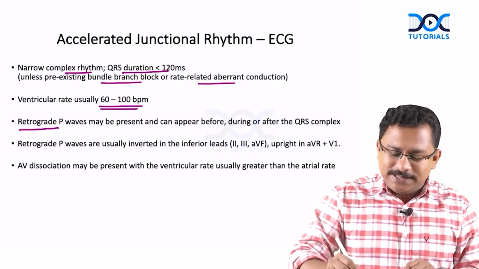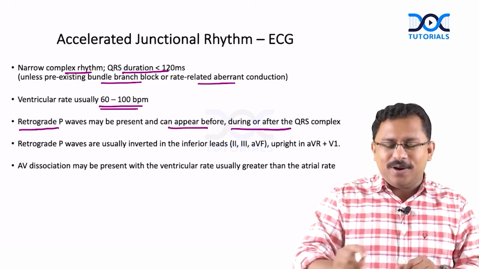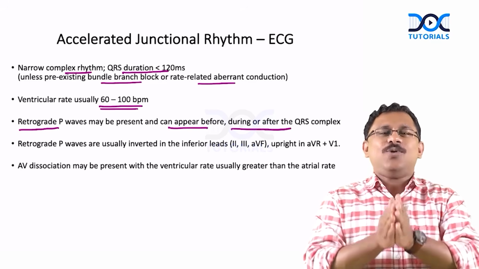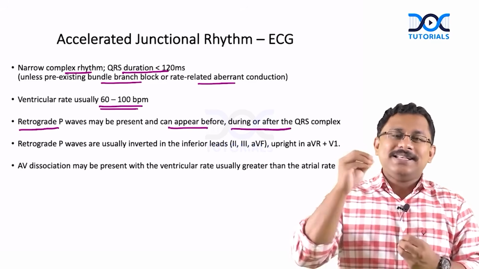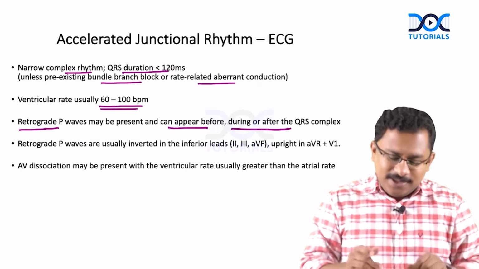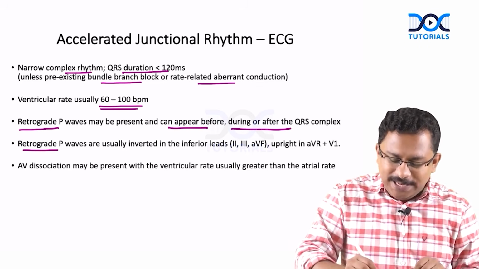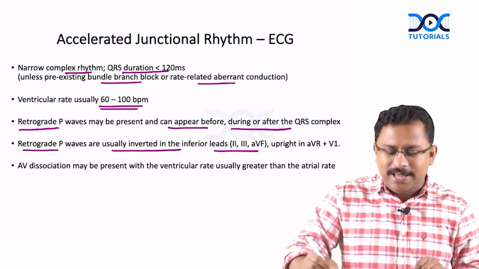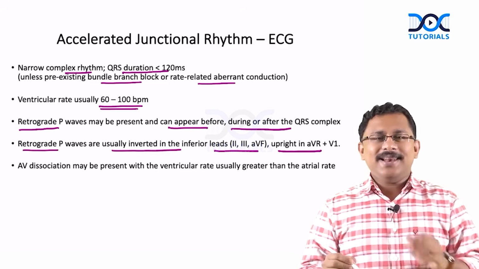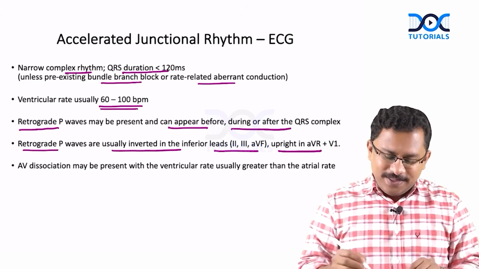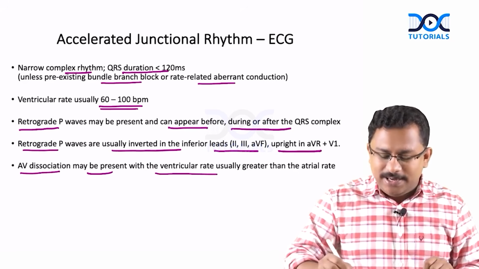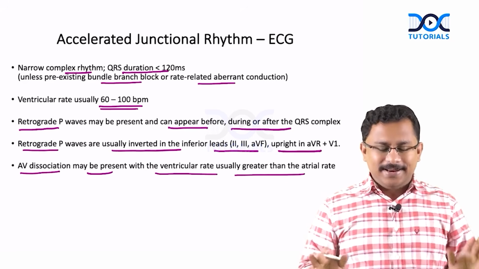Retrograde P waves may be present, and can appear before, during or after the QRS complex. When it occurs during the QRS complex, it is often submerged inside the QRS complex. The retrograde P waves are usually inverted in the inferior leads 2, 3 and aVF, and upright in aVR and lead V1. AV dissociation may sometimes be present, with the ventricular rate usually greater than the atrial rate.